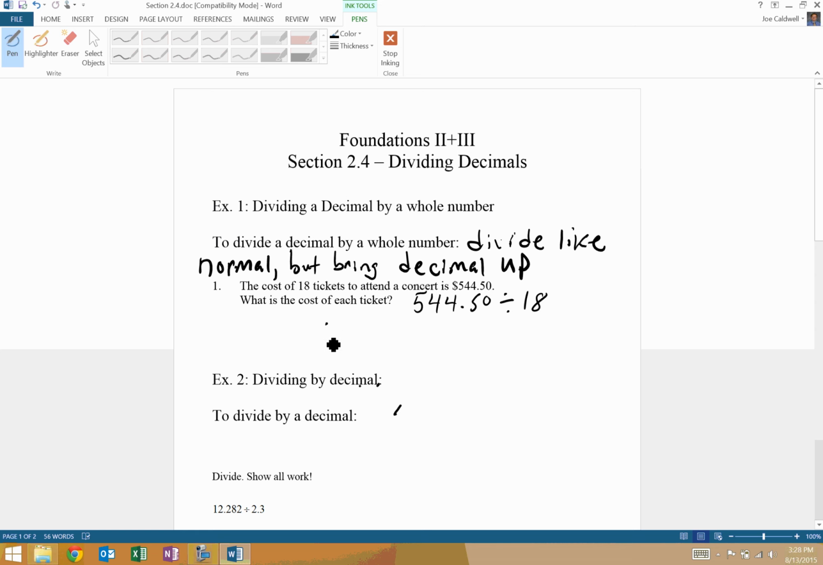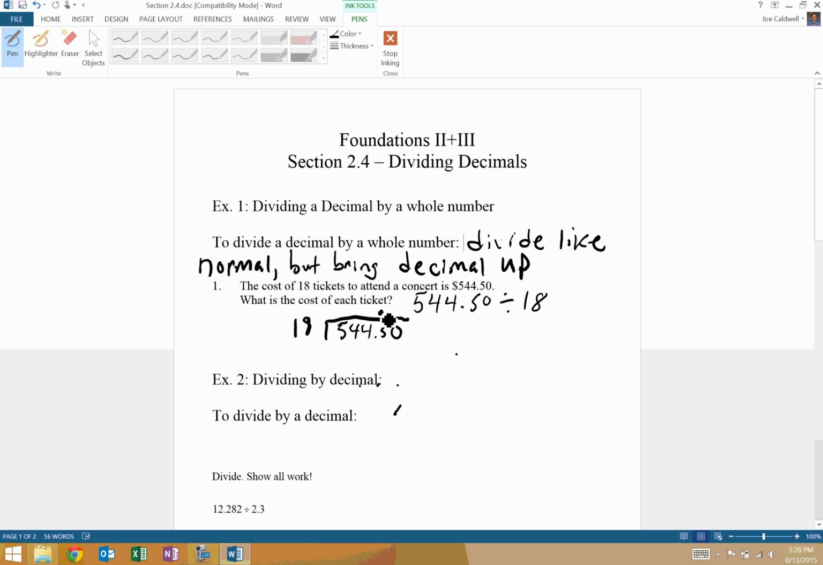So if we have our division bar, what goes outside? The second number always goes outside. What you're dividing by always goes outside. The first number always goes inside. As far as bringing the decimal up, wherever that decimal is, bring it right up above.